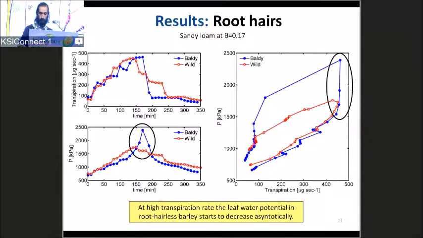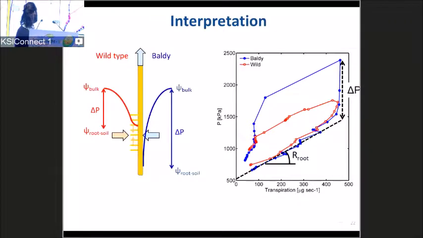The explanation is that the slope of this curve is the conductivity of the roots, while how much you deviate from the straight line, this delta P, is equal to the gradients that you lose around the roots. And since all we changed in this plant is the root hairs, it means that very likely this water loss actually happens in the rhizosphere. So we need to look at that point.